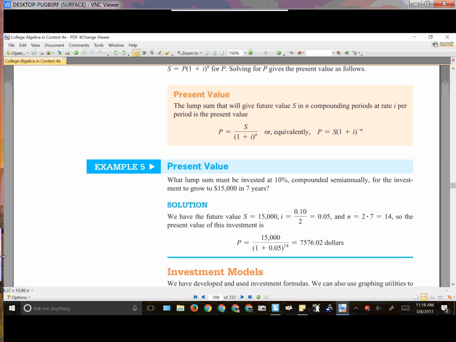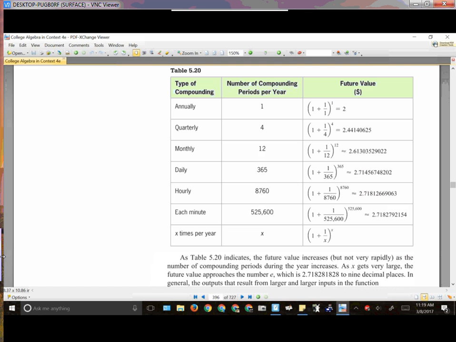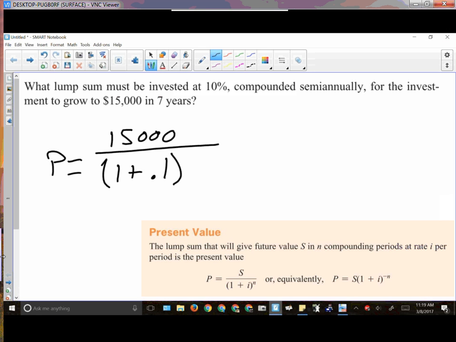Well, if you need to, go back to your little table up over here. Annually, quarterly. It doesn't have semi-annually. Well, what does semi mean? Half or part. And in this case, semi-annually does mean 2, so how many times would it be compounded? Twice a year. For how many years? 7 years. So how many periods do I have? 14.